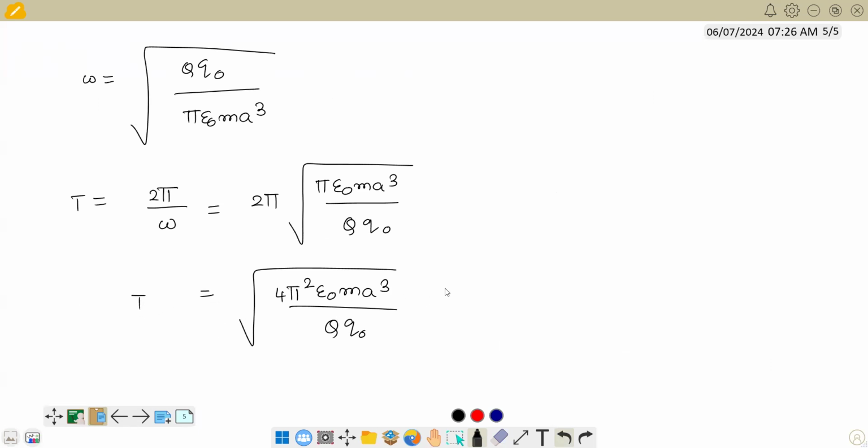So from the given options, 4 pi square epsilon naught m a cube. So when pi goes inside, it would become pi cube. 4 pi cube epsilon naught m a cube by q naught square, which would be our option.